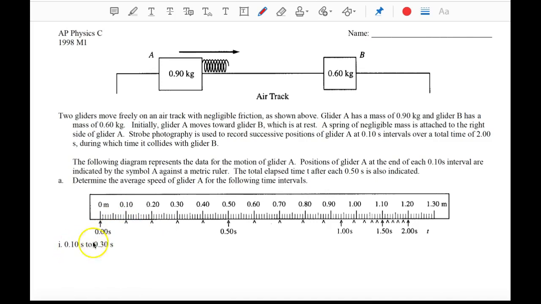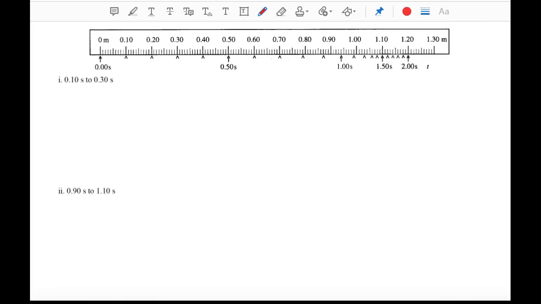So we're going to do it from 0.1 to 0.3 seconds first. I'm going to scoot this down a little bit so we can see. And we just need to find this velocity. To do that, we know velocity is just equal to change in position over change in time. So for this first one, this is going to be 0.3 meters minus 0.1 meters, divided by 0.3 seconds minus 0.1 seconds. You can see this one's going to be 1 meter per second. So that is from 0.1 to 0.3 seconds.